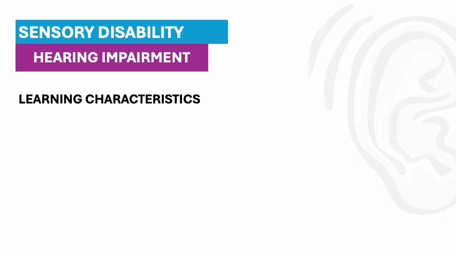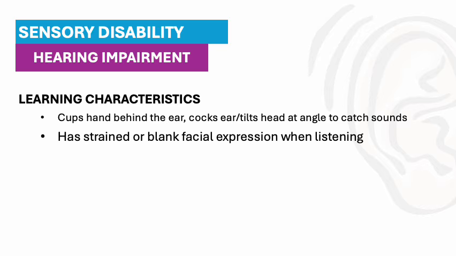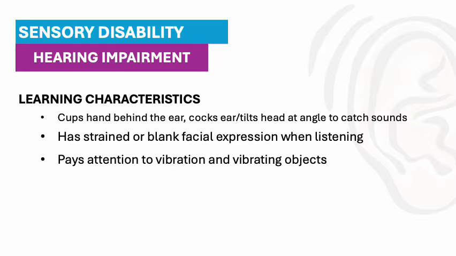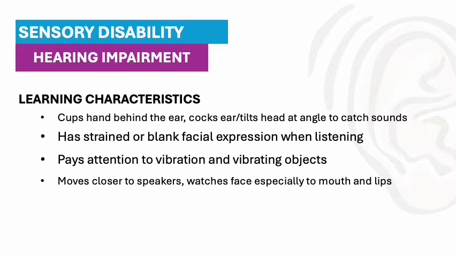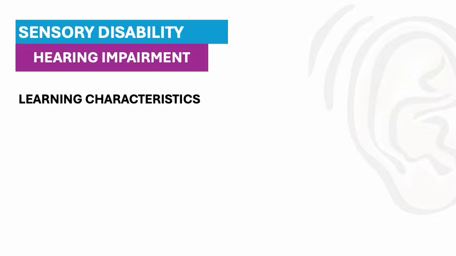Now that we know the causes of hearing impairment, let's look at how it shows up in daily life. People with hearing loss often cup their hand behind the ear or tilt their head to catch sounds, and may strain or appear blank when listening. They rely on vibrations, gestures, and visual cues like watching speakers' lips closely. And they may be less responsive to sounds, music, or voices, and often ask for repetition or fail to respond to oral questions.